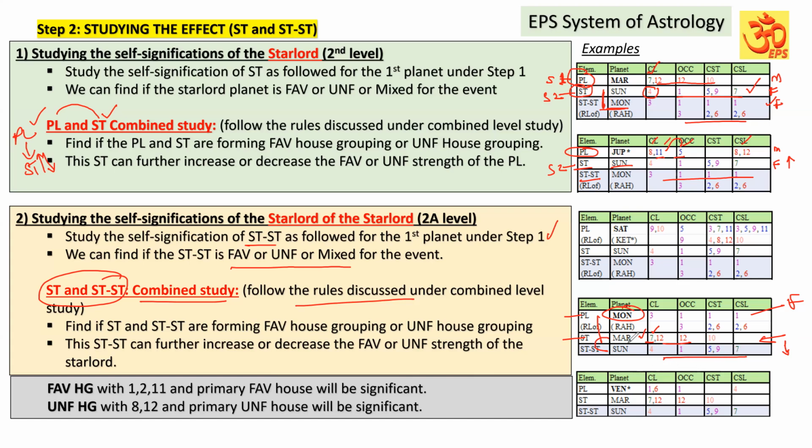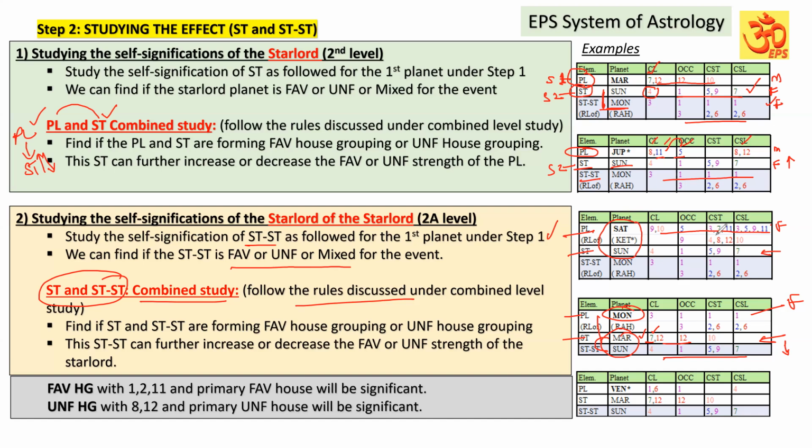So it means what? The Starlord and Starlord of the Starlord, when we study combinedly, the Starlord's favorable strength is further reduced or increased by the Starlord of the Starlord. That way we can identify. So that way, when we are studying, first we have to check the planet, step number 1, planet Starlord, step number 2. Then we have to study planet and Starlord, whether the planet's favorable house grouping, this very good favorable house grouping Saturn, is increased or decreased by the Starlord Sun. Yes, Starlord Sun is also favorable.